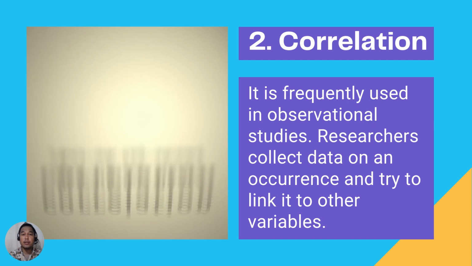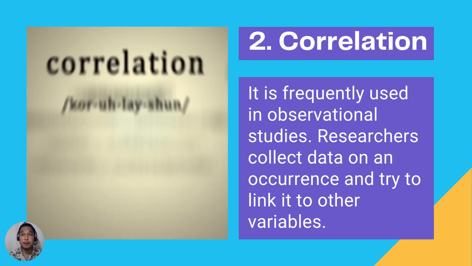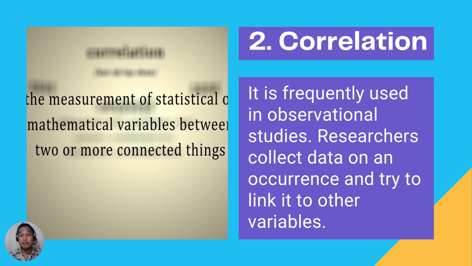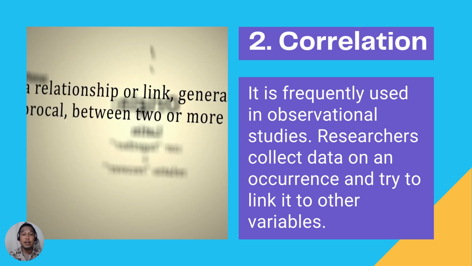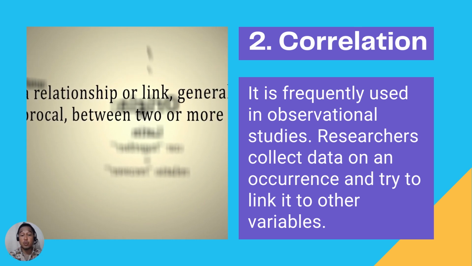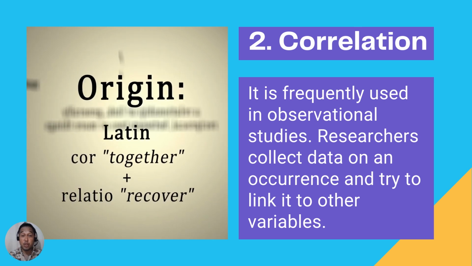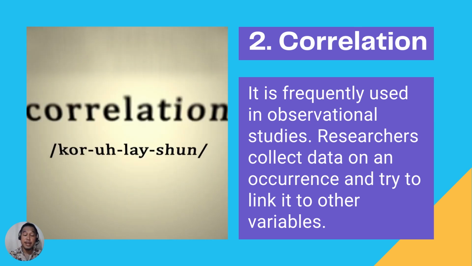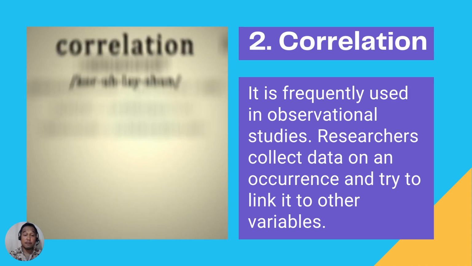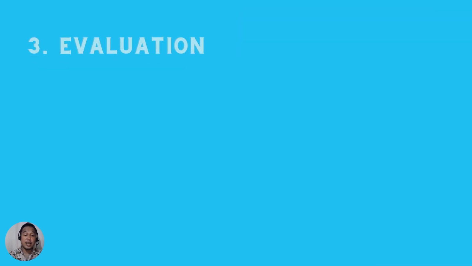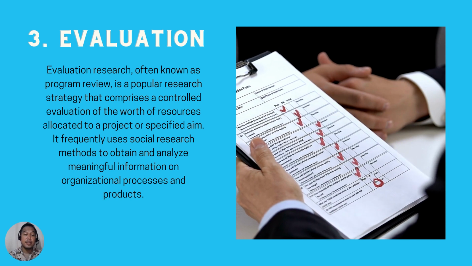So, for example, you want to know whether male students perform better in class than female students. So, that is correlation. You're trying to determine its significant relationship between two variables. The third category of descriptive research design is called evaluation.